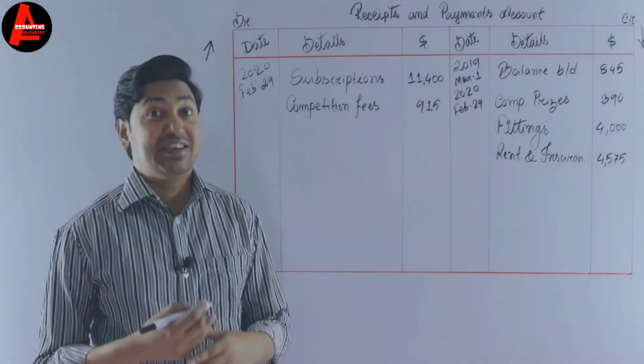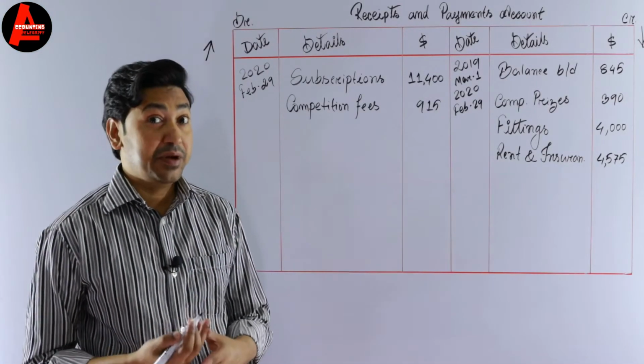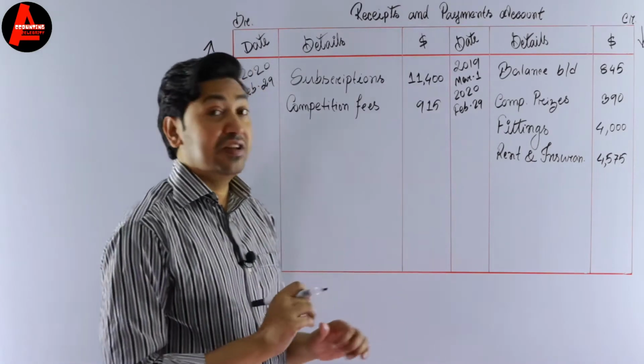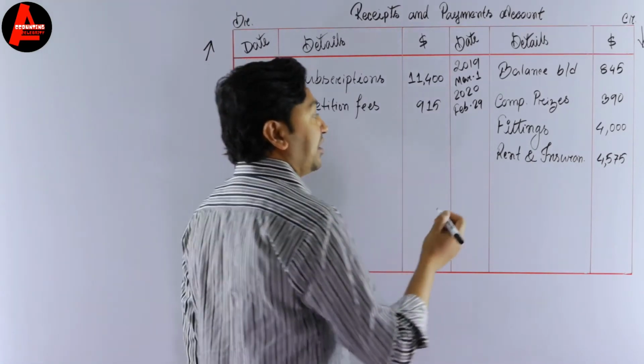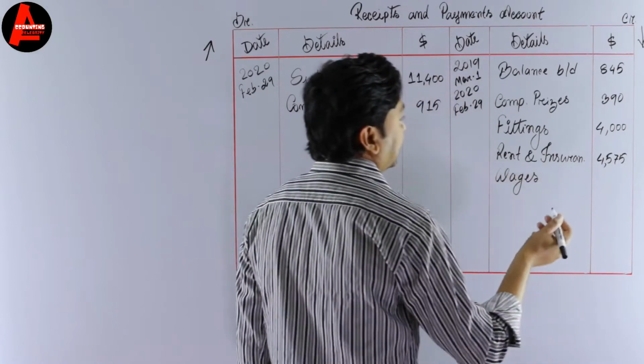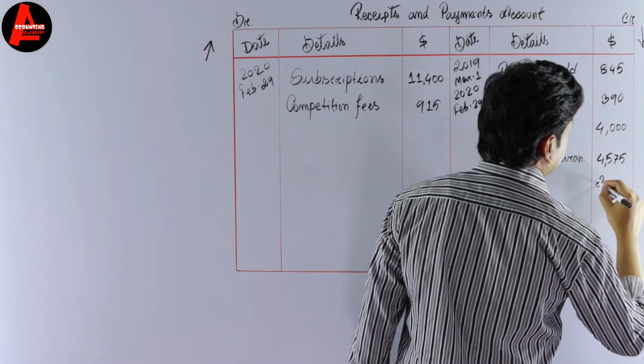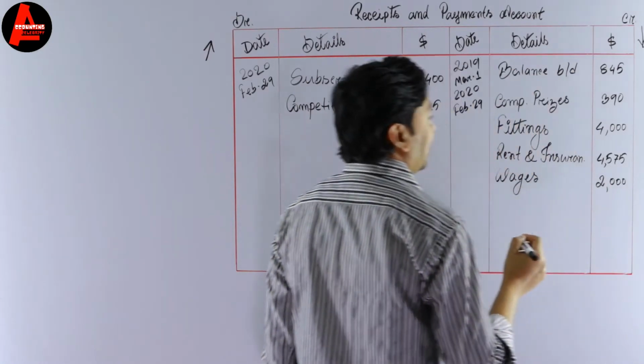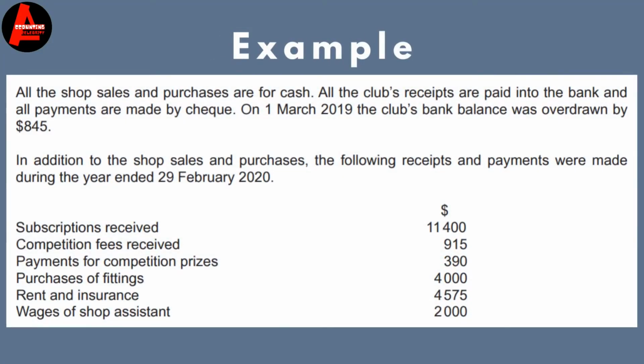Okay, wages, it is also an expense, so it is a payment as well, so it will be recorded on the credit side. So let us write here wages, the amount is in the question $2,000. Okay, then what do you have next? There is nothing left, we recorded all the items.